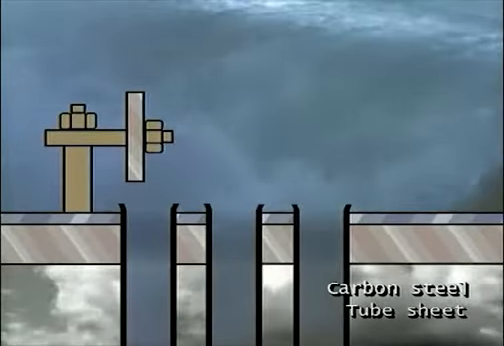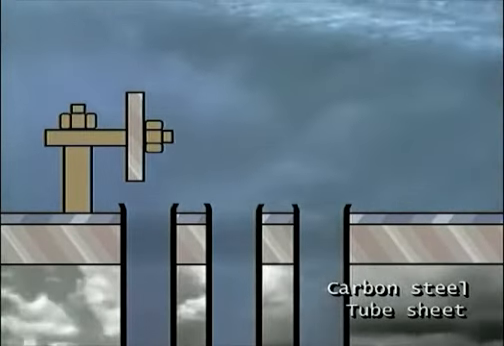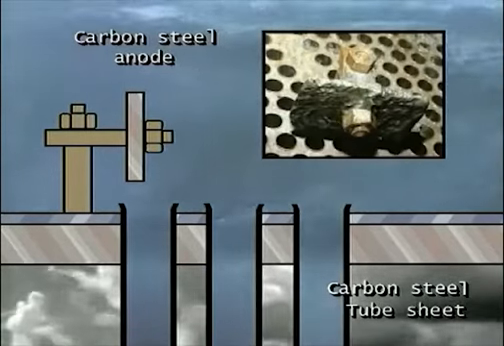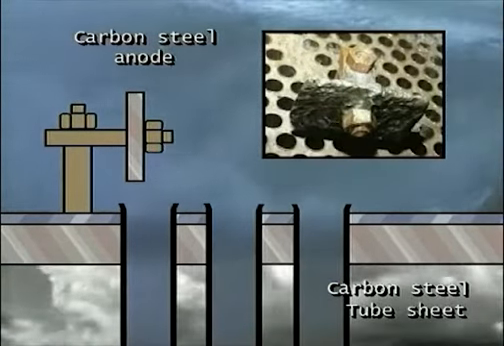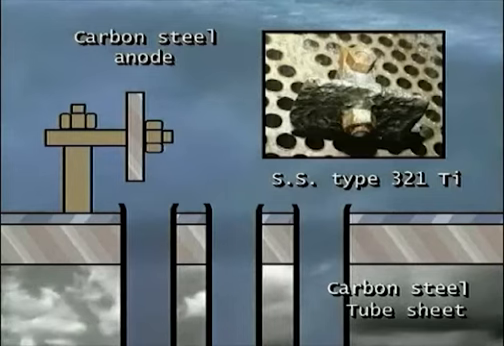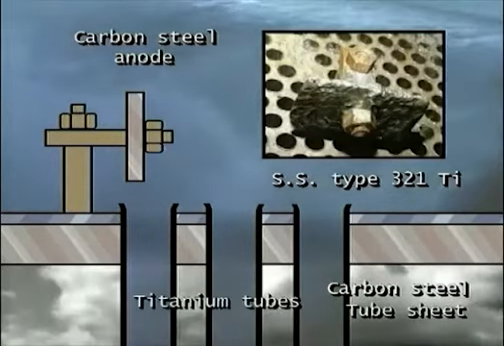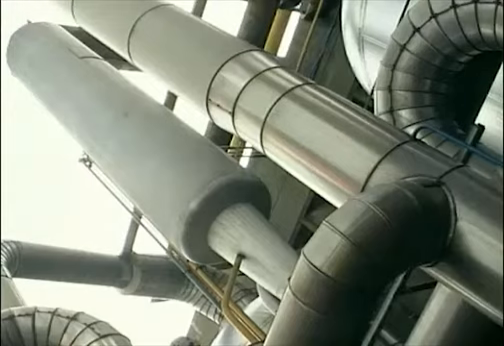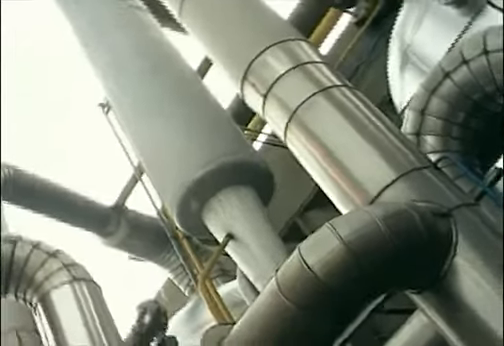Salt seawater is very corrosive, but the carbon steel legs on this offshore platform are protected by fastening blocks of magnesium alloys to them. This is the inside of a seawater cooled steam condenser. The piece of carbon steel acts as a sacrificial anode. It protects the stainless steel tube sheet from galvanic corrosion by the more noble titanium tubes.